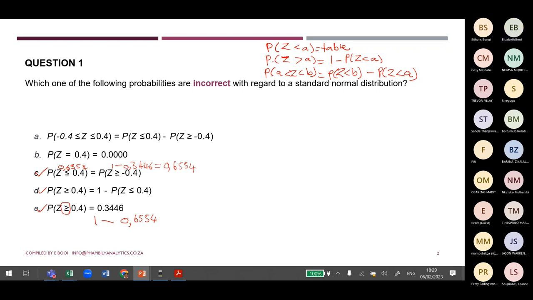B, the probability that Z is equal to 0.4. Because we're dealing with the standard normal distribution, we're dealing with a continuous variable. So if we have the probability of an exact value, it will always be equal to 0. So this will be correct. This is only applicable on the standard normal distribution.